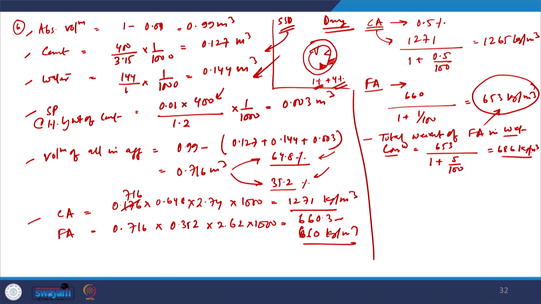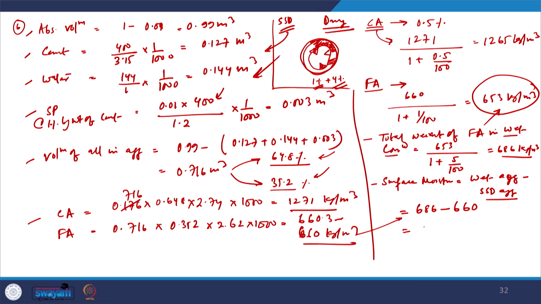And therefore, what is the weight of surface moisture? Surface moisture is equal to the wet aggregate minus the SSD aggregate, is not it? Because the total wet aggregate minus the SSD aggregate will give me the value of the total surface moisture. So, the wet aggregate is equal to 686, SSD aggregate is equal to 660, and this becomes equal to 26 kgs per meter cube.